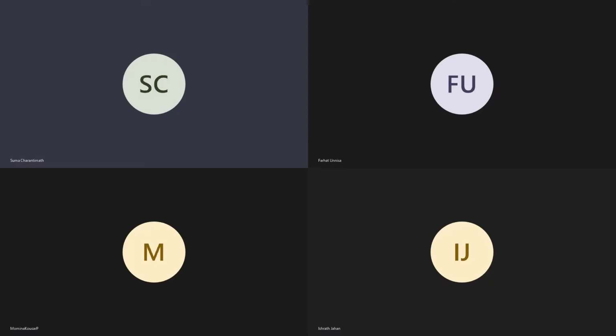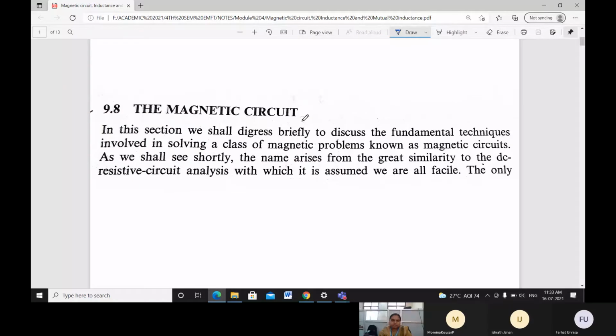Next topic is about the magnetic circuit, where it gives the information about how to get the equations in terms of magnetization from the electric field intensity in terms of potential. What we took previously, the same thing in terms of a magnetic field, how it is going to be. This topic is about the magnetic circuit.